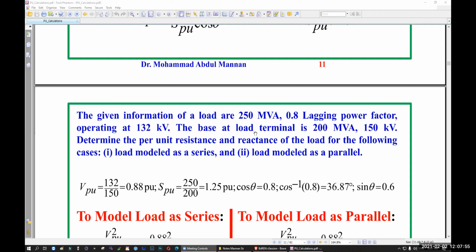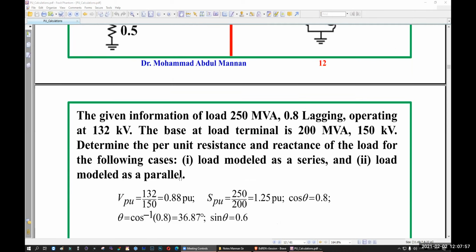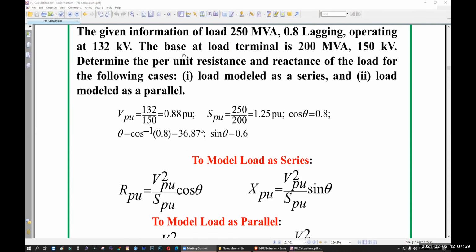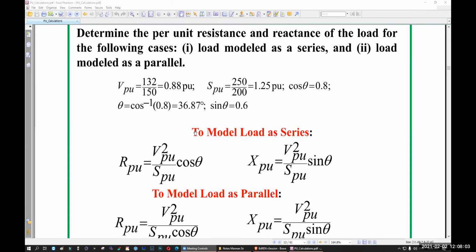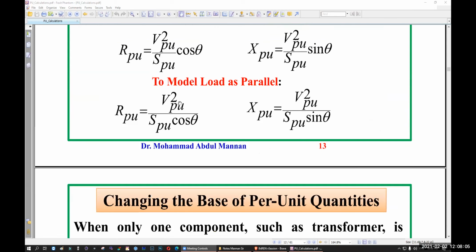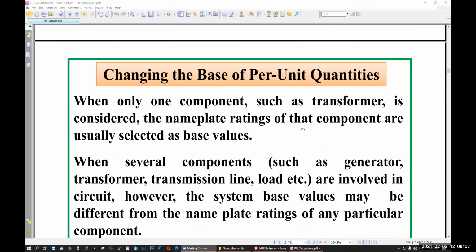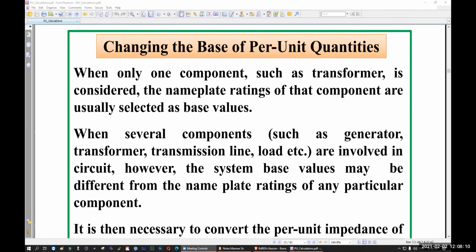Okay, so load modeling is done. This is the formula, the math based on load modeling, so you can actually do it by yourself. Do not worry. Now, changing the base in per unit quantities.